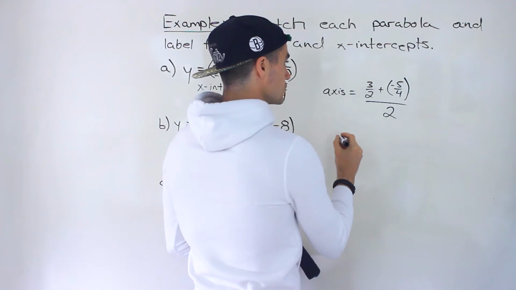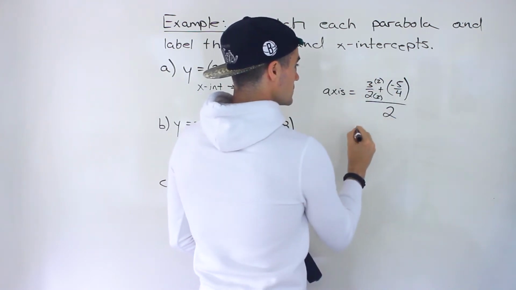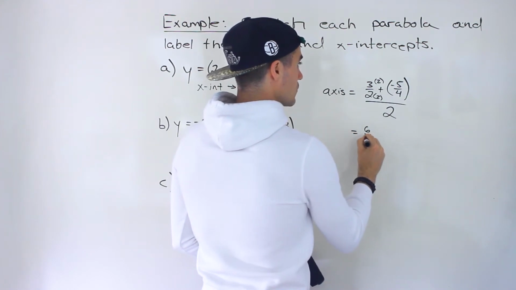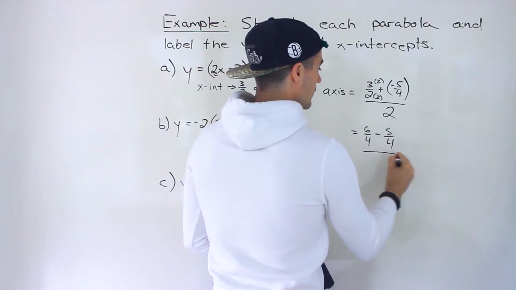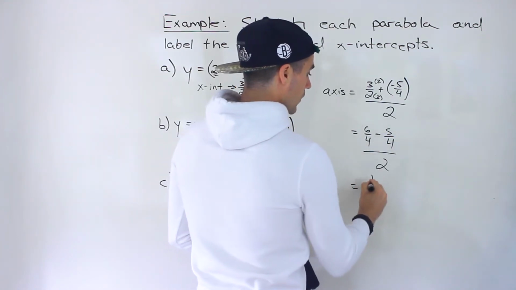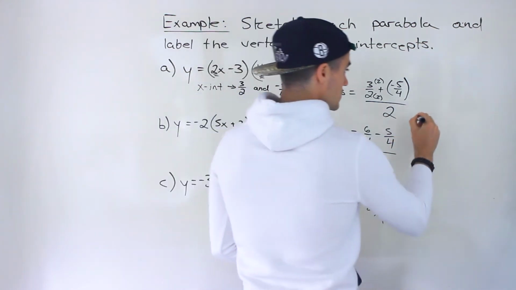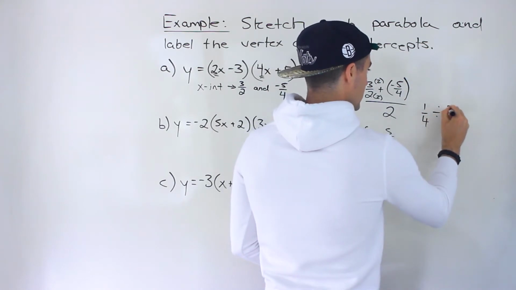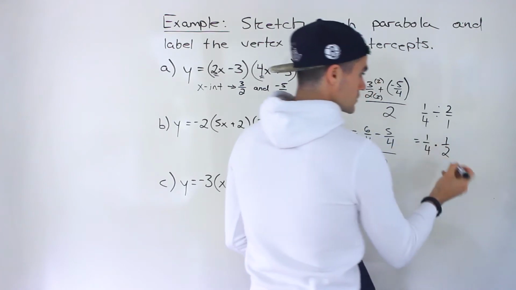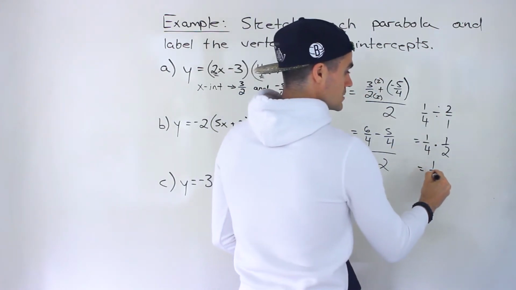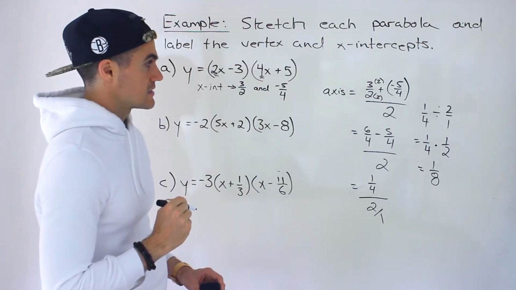So 3 over 2, we can get a common denominator here. We'll multiply this by 2, multiply this by 2, so we'd end up with 6 over 4 plus minus 5 over 4, and then we're dividing by 2, so we'd end up with 1 over 4 divided by 2. That's like dividing by 2 over 1, so we could rewrite this as 1 over 4 divided by 2 over 1, which equals 1 over 4 times 1 over 2. If we flip that second fraction, we'd end up with 1 over 8 for the axis of symmetry.